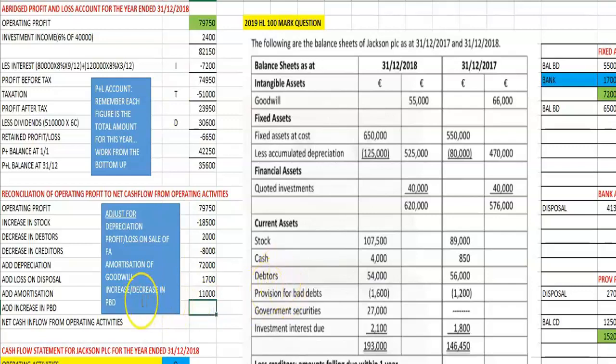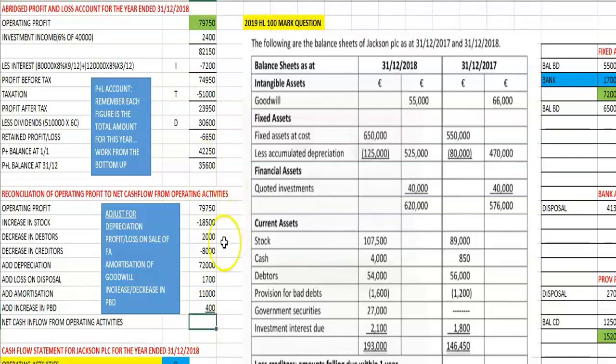Another item you need to adjust for here is any increase or decrease in the bad debts provision. If you look at the bad debts provision here at the end of 2017, it was $1,200. At the end of 2018, it's $1,600. That's an increase of $400. So the bad debts provision has increased during the year. Now, an increase in a bad debts provision is treated as an expense when you're arriving at your operating profit, and therefore it would have reduced your operating profit figure here. But it doesn't represent money going out, so you need to add it back on.